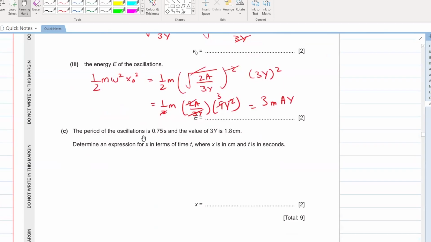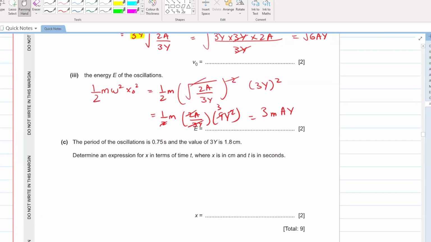Let's further move ahead. The period of oscillation is this, the value of 3y is this. Determine an expression for x in terms of t, where x is in centimeters and t is in seconds. Perfect. So you have to determine an expression for what? x in terms of t. What is x? x is your displacement.